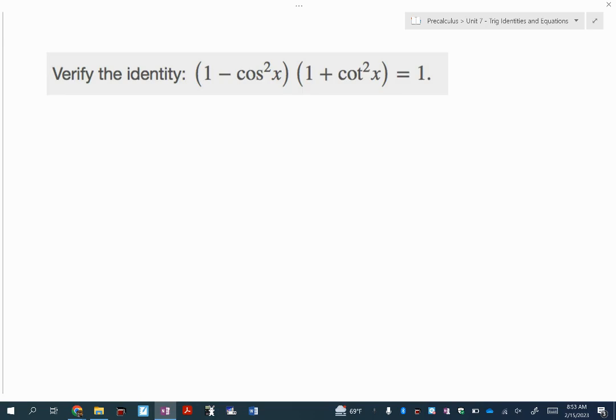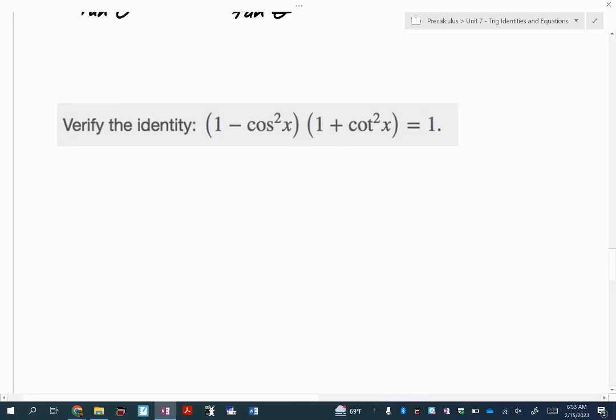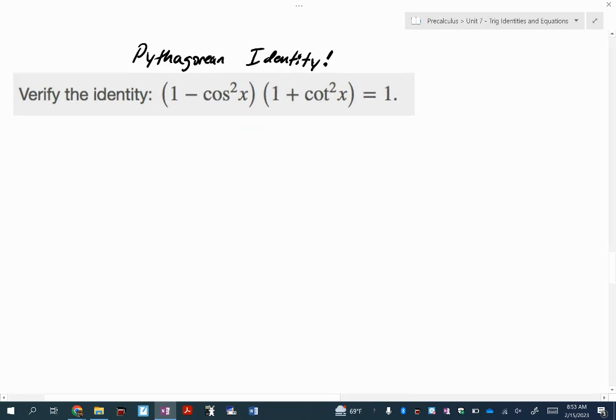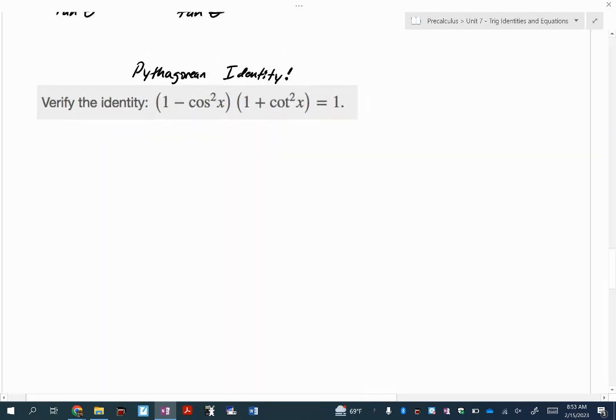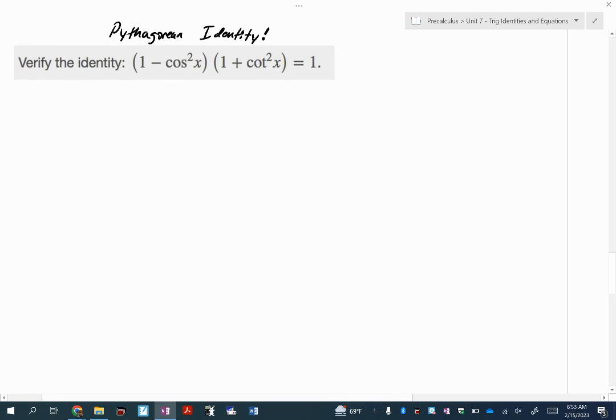a trig function squared, I'm hoping, fingers crossed, I can use a Pythagorean identity. And that's one of the reasons that we have to have them memorized, because at this point, if you don't have them memorized, you're like, I don't know what to do. All right, so let me check to see. I'll do the cosine squared one first.